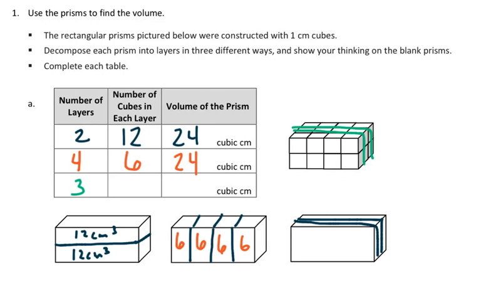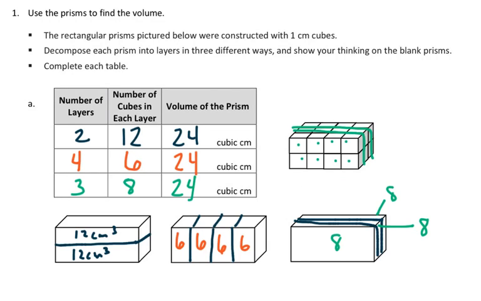So I'm going to just look at this front layer, and I can again just count those cubes out, and I can see that there's 8 cubes there. So 1, 2, 3, 4, 5, 6, 7, 8. Okay, so that would be 8, and then 8 in the second one, and then 8 in the last one. And so that is going to also give me 24 cubic centimeters.